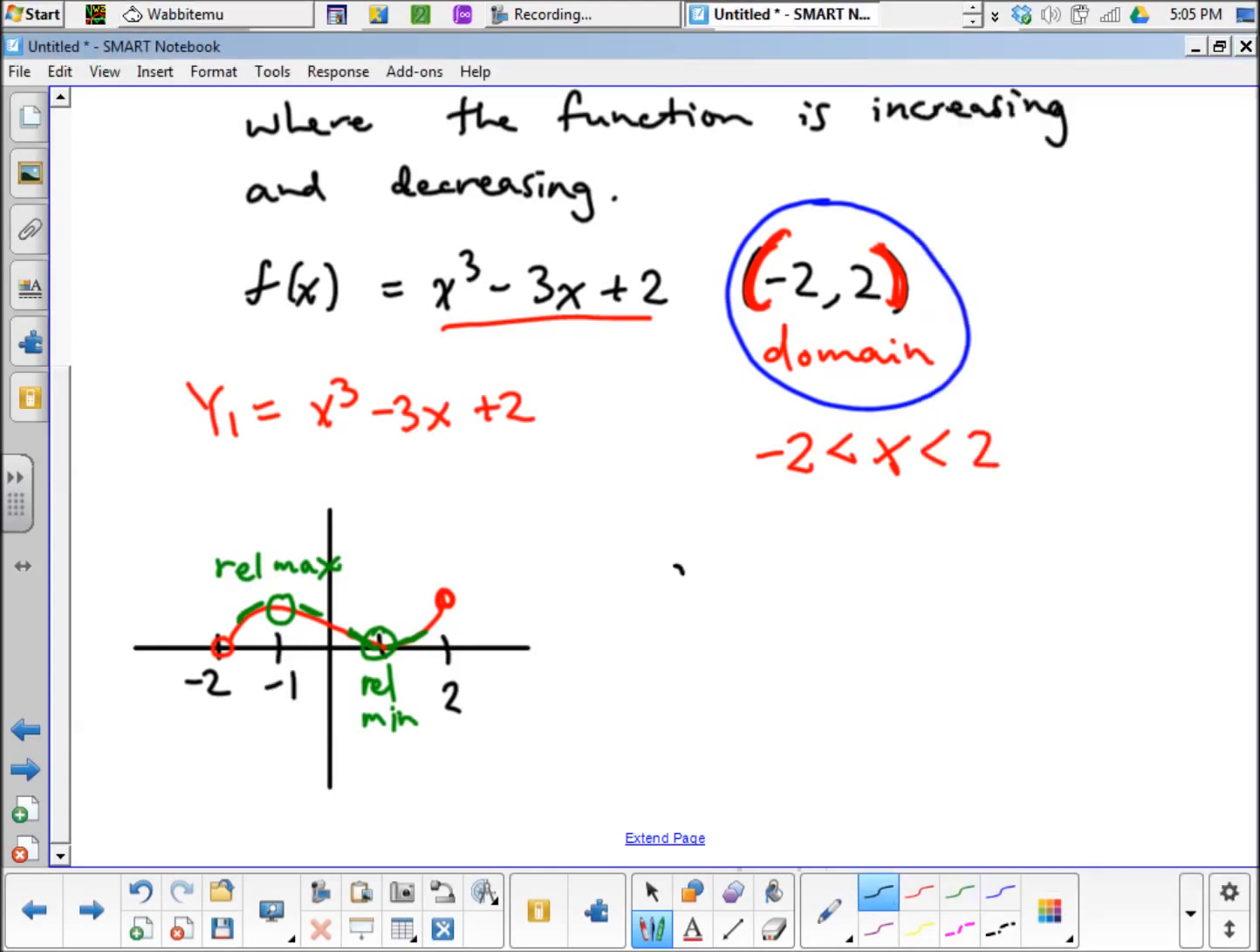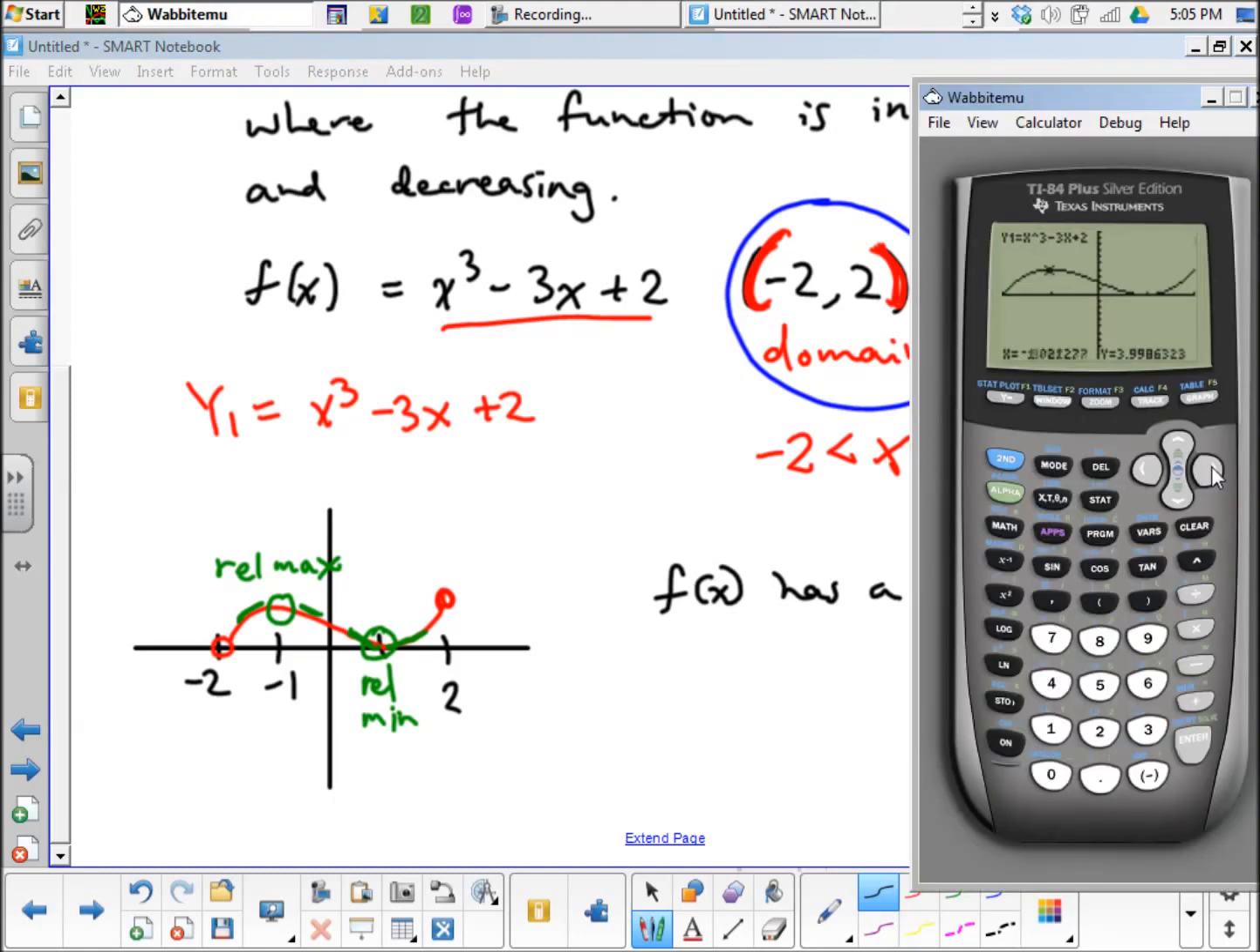Okay, so I think that f of x has a relative max at x equals -1. Okay, now let's look at the minimum. I think it's at +1. Let's go back and look at the graph.